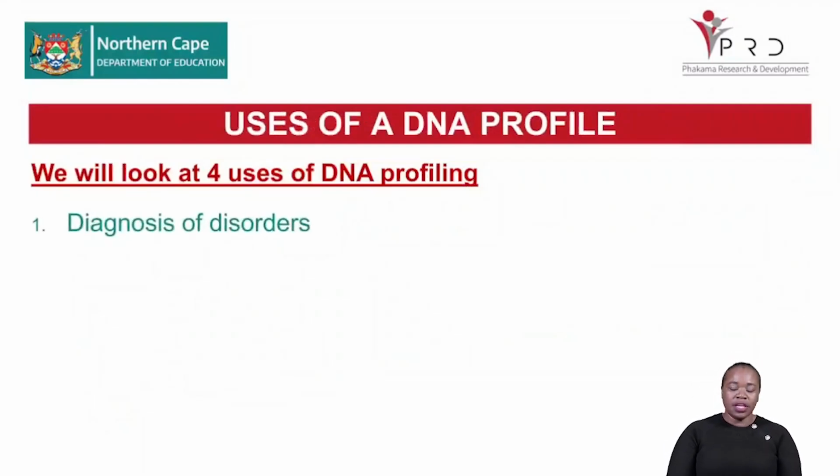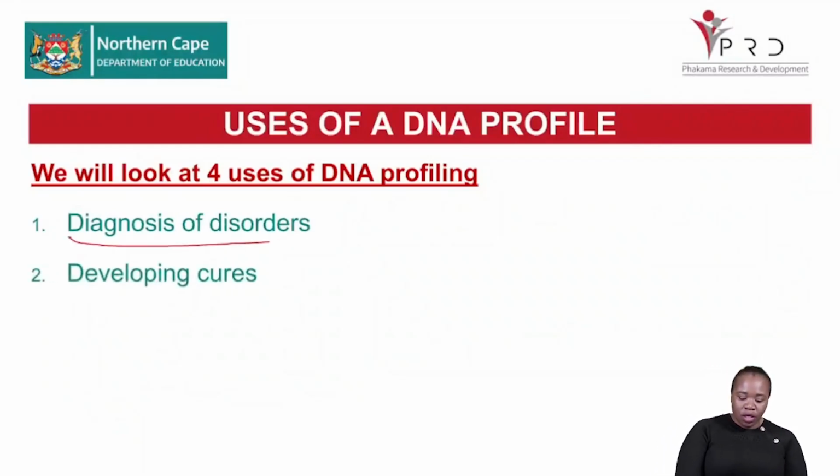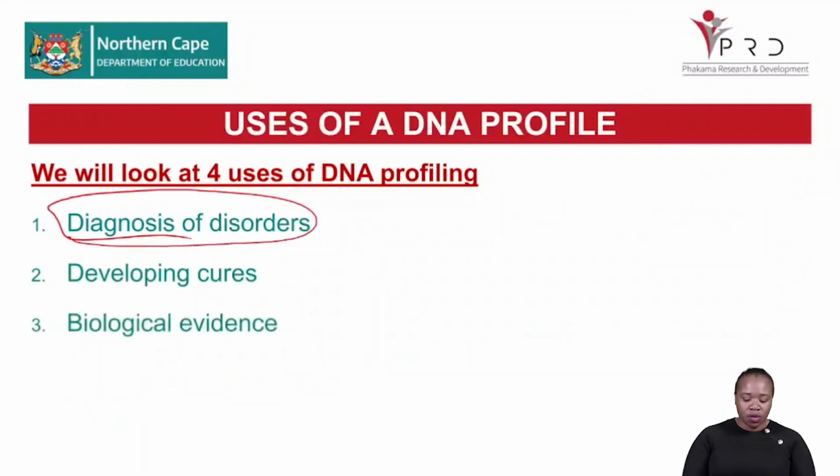What do we use these DNA profiles for? Like we've seen now, to identify criminals, right? We use it as biological evidence in order to identify criminals in a crime scene. We can also use this to diagnose genetic disorders. We can diagnose disorders with it. We can also use it to develop cures. So from our knowledge of the disorders, we can then use that knowledge to develop certain cures for different disorders.